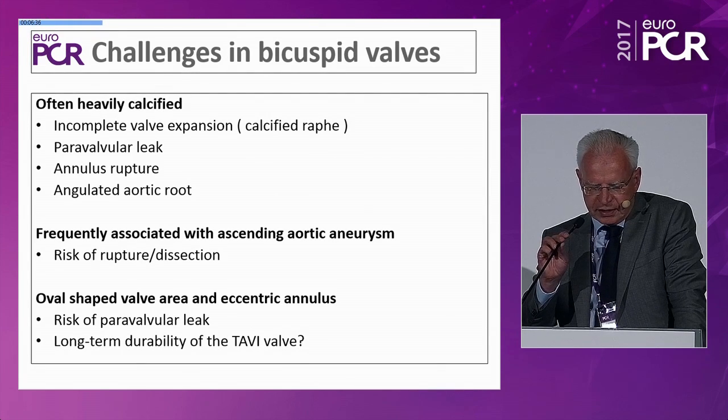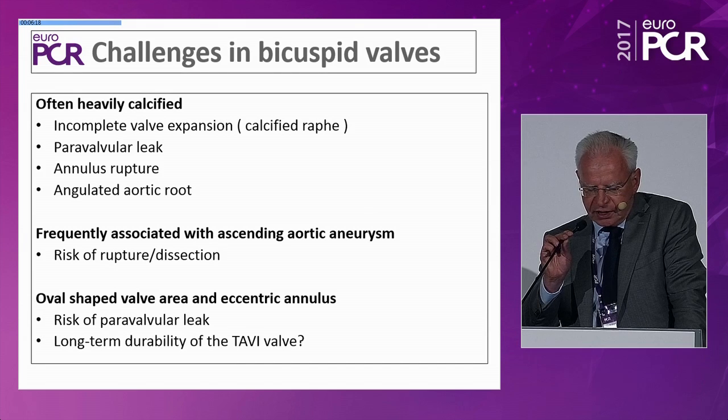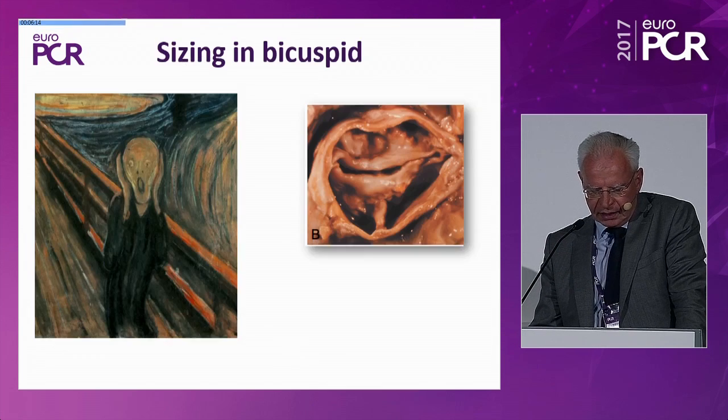So the challenge is that these valves are often heavily calcified, and that means that we have an incomplete valve expansion due to the calcified raphe, and that is consistent with paravalvular leak, maybe consistent with annular rupture that we are fearing, and it's most often associated with a large ascending aorta and a very oval annulus.